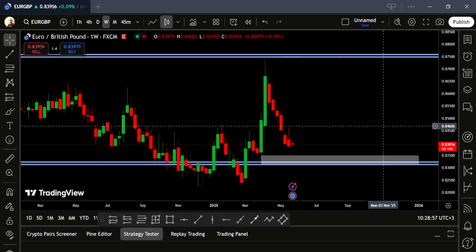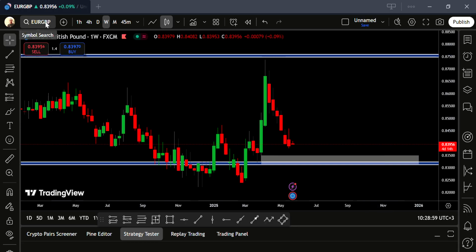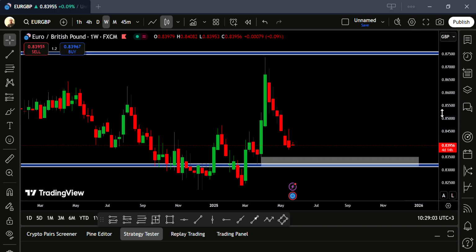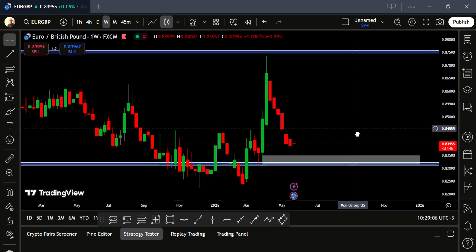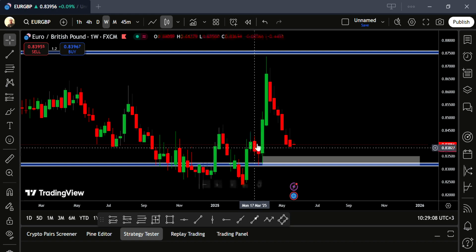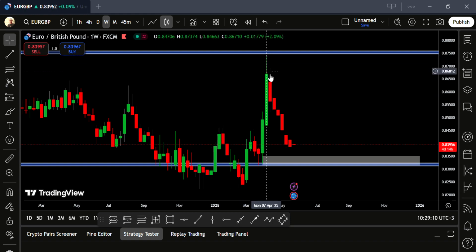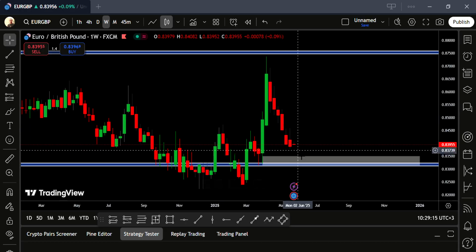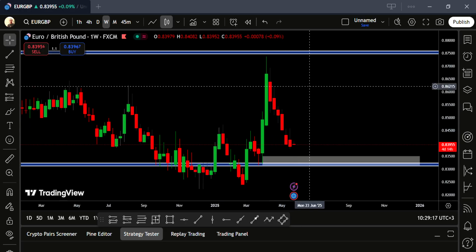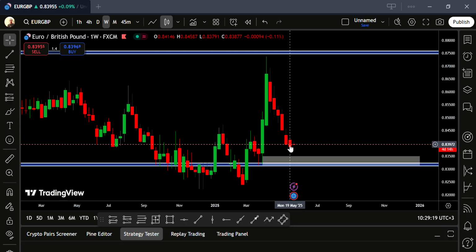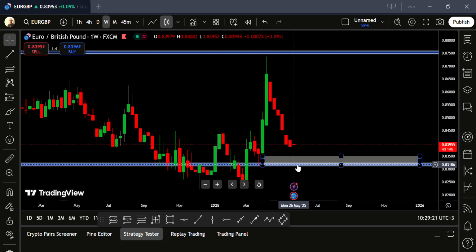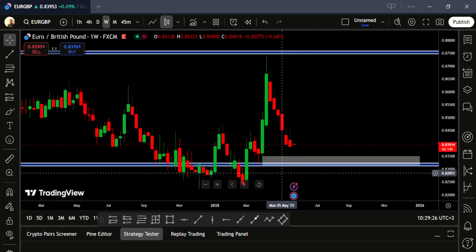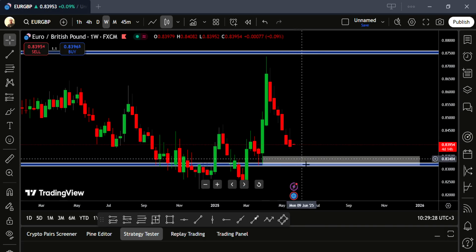So we have Euro GBP on the screen, and this is the weekly time frame. So what do you see here? You see that Euro GBP was going up, and then it has been retracing for how many weeks now? 1, 2, 3, 4, 5, 6 weeks. That is 1 month and 2 weeks. And of course I expect it to go down. I'm not saying it will go down, but I expect it to go down up to around here.